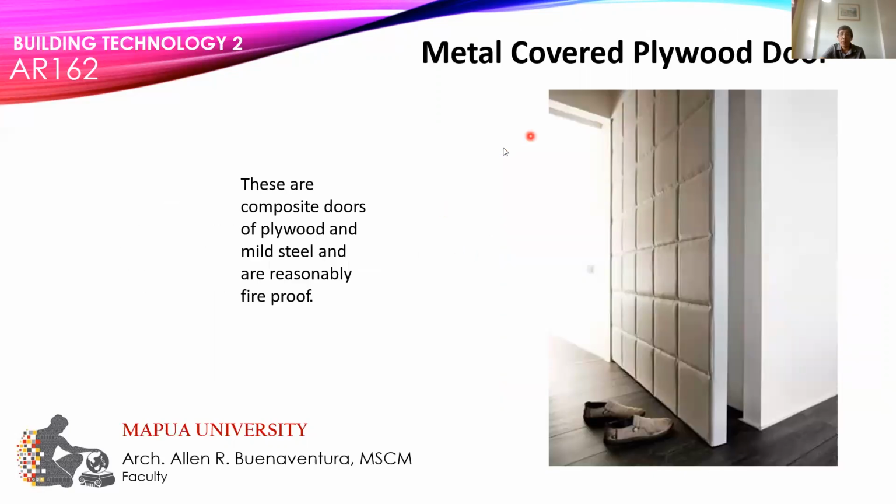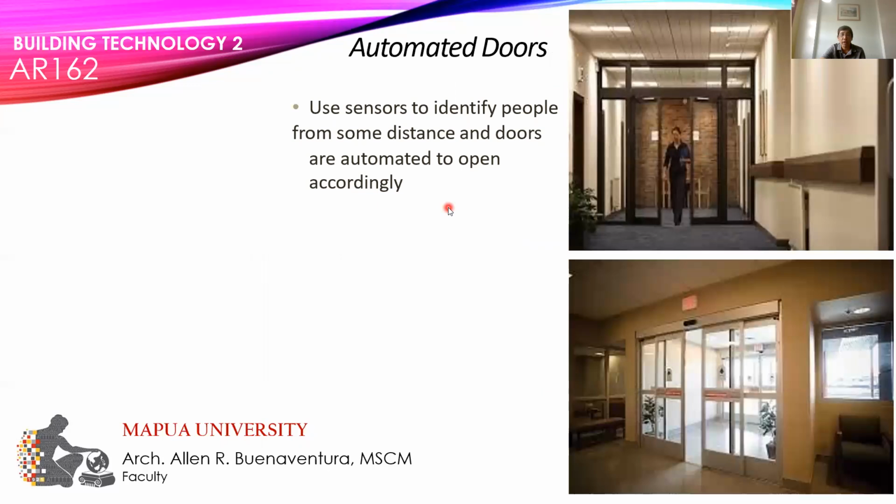We also use a metal covered plywood door. These are composite doors of plywood and mild steel and are reasonably fireproof. If you have a plywood door and you want to make it fireproof, you put a metal cover on it. But there are now also steel or fire-rated doors made of steel. Another type of door is the automated door. It uses sensors to identify people from a distance, and the door automatically opens accordingly.